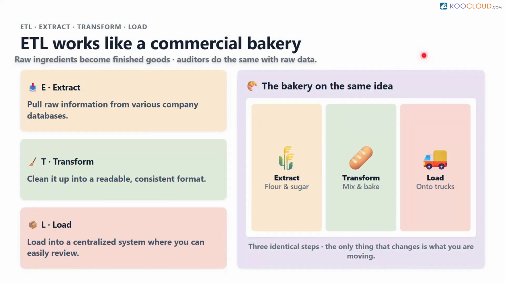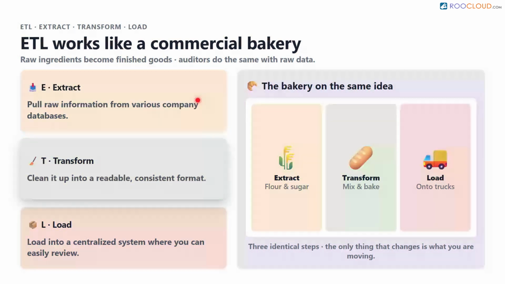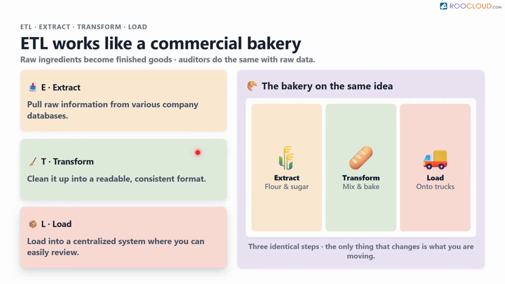Think of ETL like a commercial bakery. You extract raw ingredients like flour and sugar from storage. You transform them by mixing and baking. Finally, you load the finished bread onto delivery trucks. In auditing, these tools pull raw information from various company databases, clean it up into a readable format, and load it into a centralized system where you can easily review it.